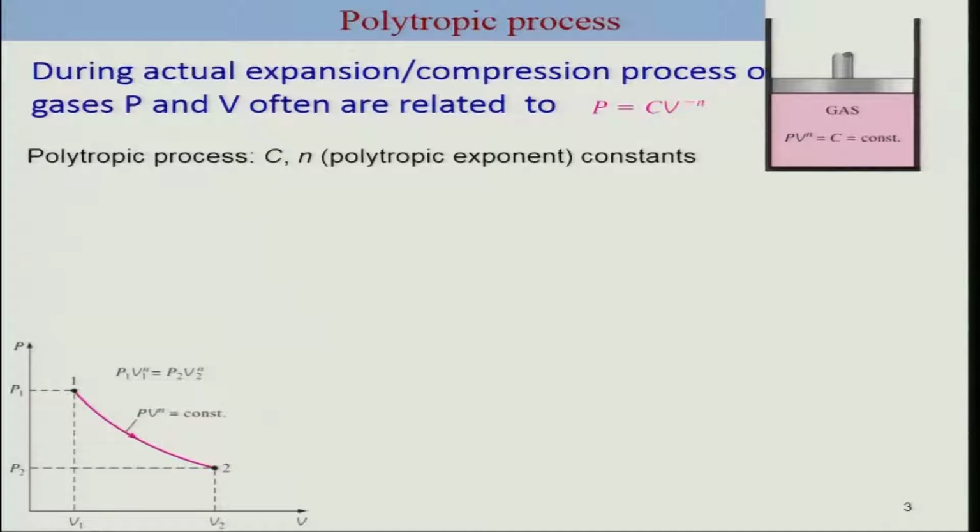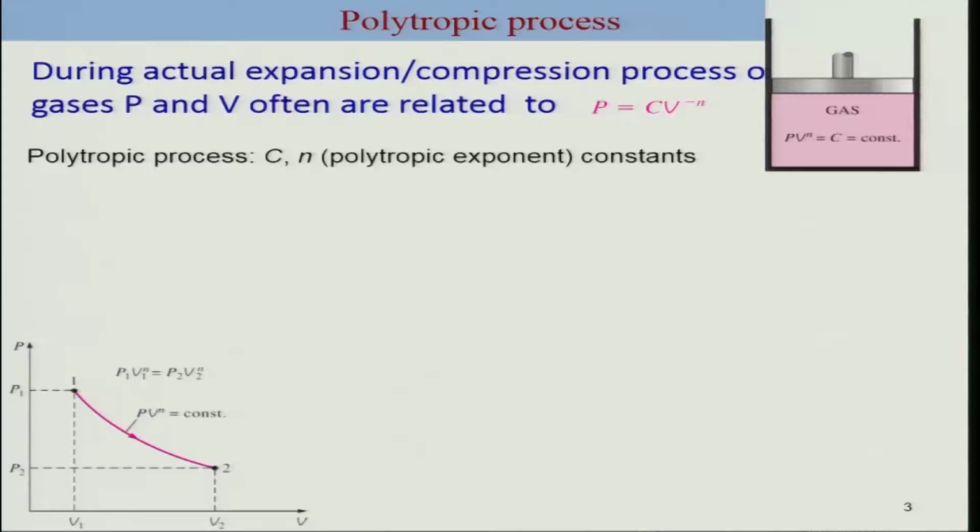Okay, so welcome back. As we were discussing the boundary work, we will continue with a little more analysis. Now we will consider a process which is commonly used for this expansion and contraction in the piston gas cylinder. So this is a process called polytropic process. In such a case, your P and V have a relation such that P V to the power n is constant. So this is a common actual process, expansion and compression. This relation is called polytropic process.